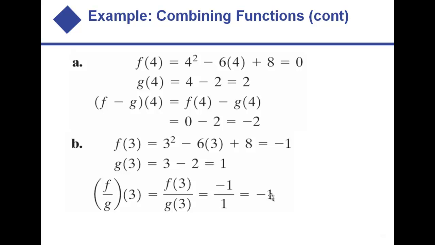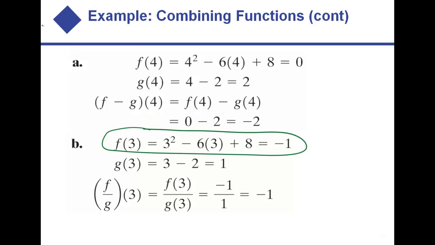And then we did the same thing with f of 3 and g of 3. We evaluate the f function at 3. It's the green bit. And then we come back and we do the g function evaluated at 3. And then f over g of 3 is just f of 3 over g of 3, just the minus 1 over the 1. And then there is your answer of negative 1.